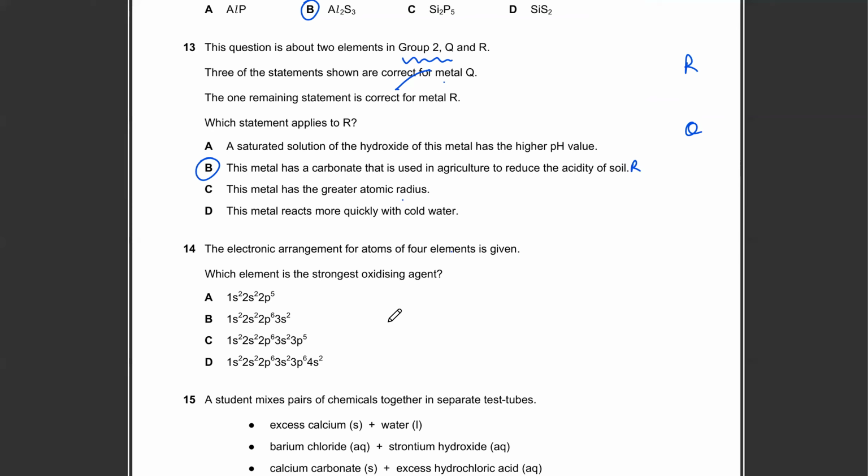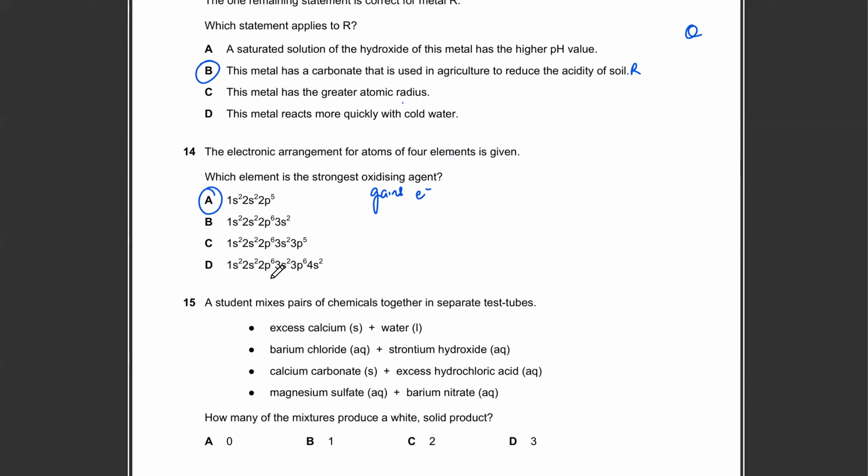Now, which element is the strongest oxidizing agent? I think A because it's chlorine. Which one? A. Yeah, no, it's not chlorine. It's fluorine, right? So fluorine is one of the most electronegative elements and has the greatest tendency to gain electrons.